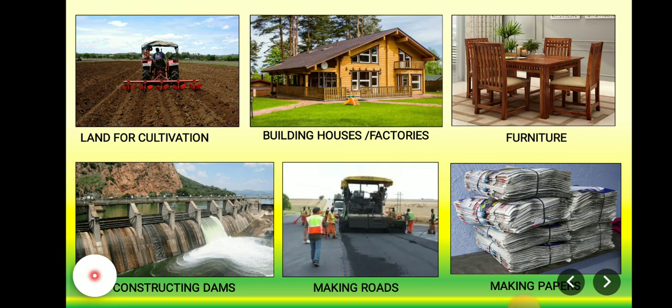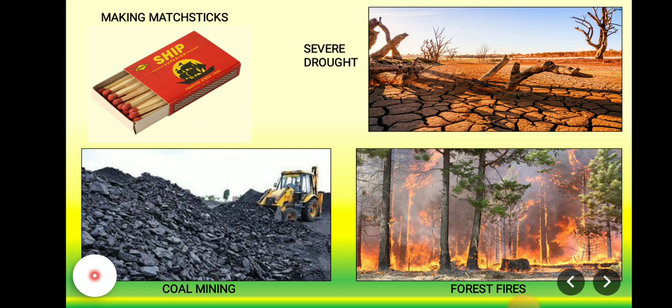The concept will be more clear to you if you look at these pictures, that is land for cultivation, building houses and factories, furniture, constructing dams, making roads, making paper, matchstick making, coal mining, severe drought and forest fires. This severe drought and forest fires both are the natural causes of deforestation.